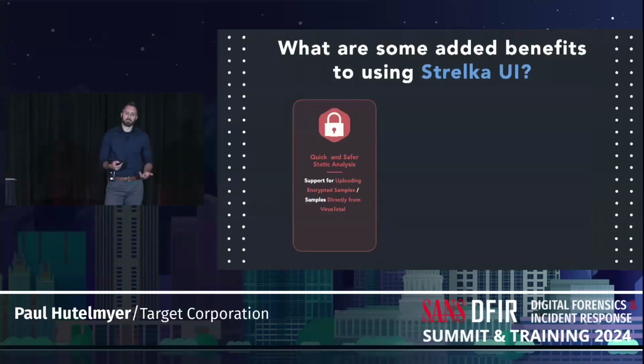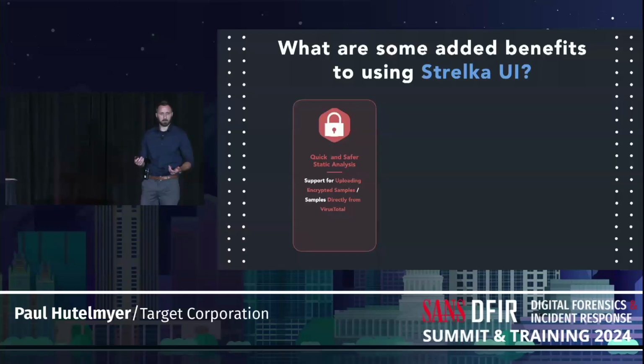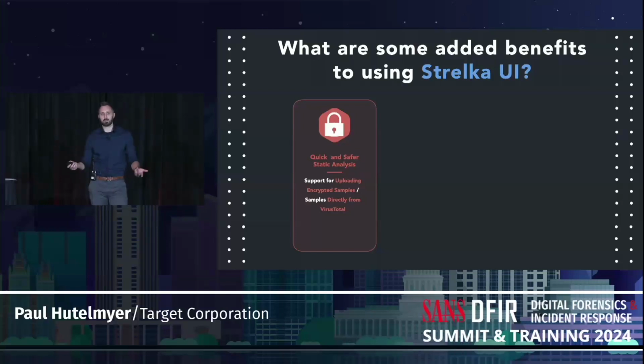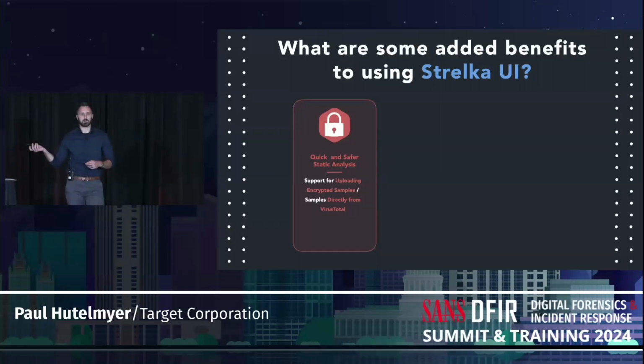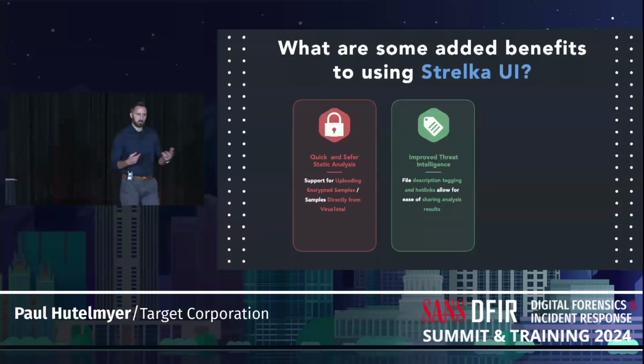So a couple added benefits to using Strelka UI. It's just quicker and safer static analysis, okay? So I already mentioned you can upload encrypted samples. If you upload a sample, you can password protect it, give Strelka UI the password. It's going to know what to do with it. It's going to send it to Strelka, decrypt it, and tell you about that file. The amount of times people handle malware because they want to analyze it, even in a sandbox, is kind of tricky. So you want to try to obfuscate that as much, which means you can also just submit straight from VirusTotal if you have a premium key. So just give the hash, instantiate Strelka with the VT key, and you don't have to touch the file at all.